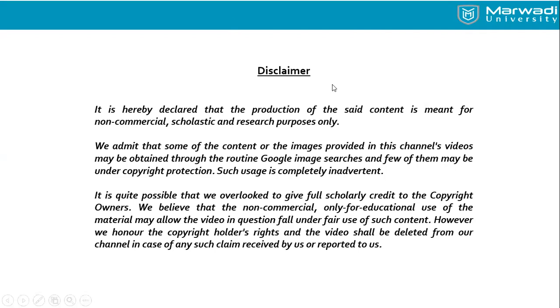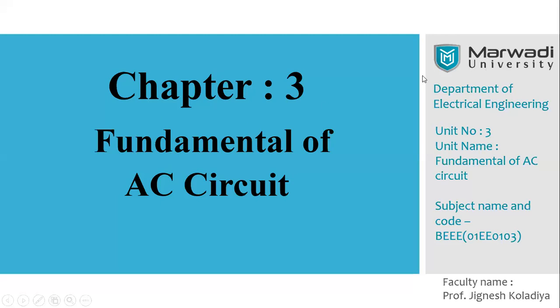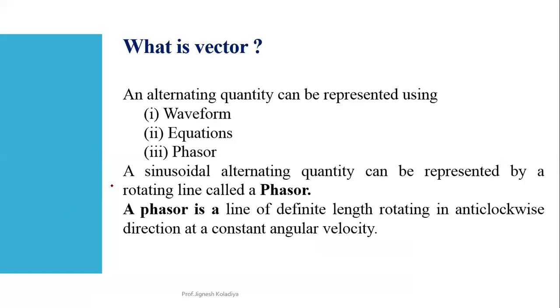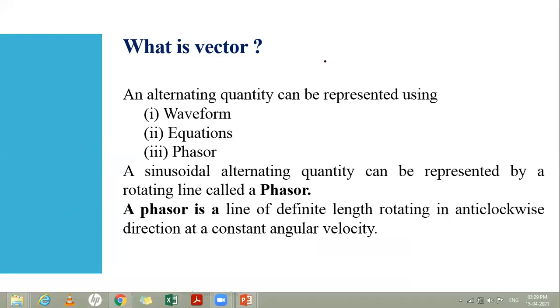Right? Today we are going to start a new topic from the same chapter, that is phasor representation of alternating quantities. Phasor representation of alternating quantity. So phasor or vector, generally the alternating quantity can be represented by these three forms: waveform, equations, and phasor. Already I discussed the first two methods with all of you.